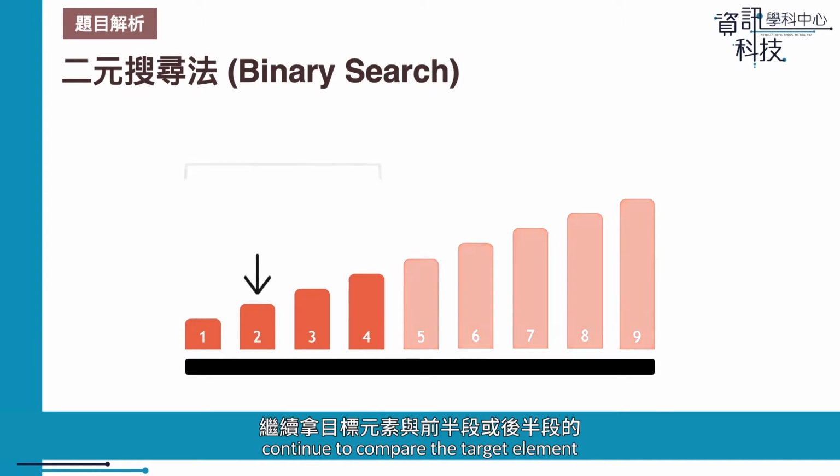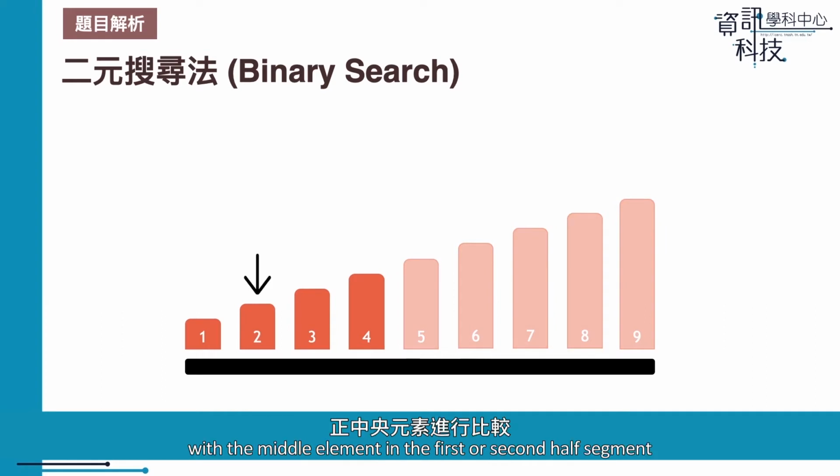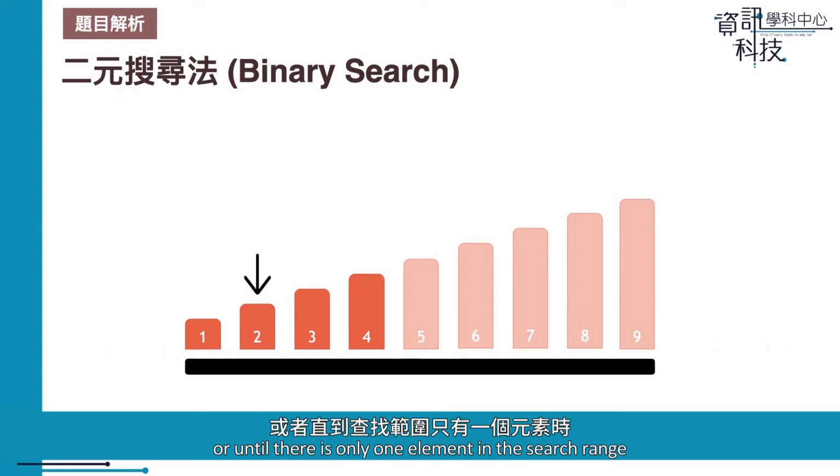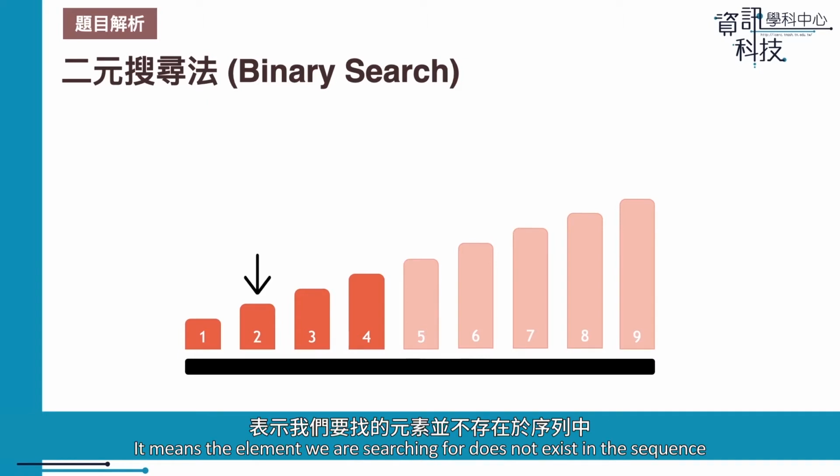During the next search, continue to compare the target element with the middle element in the first or second half segment, and repeat the action until the same element is found, or until there is only one element in the search range. It means the element we are searching for does not exist in the sequence.